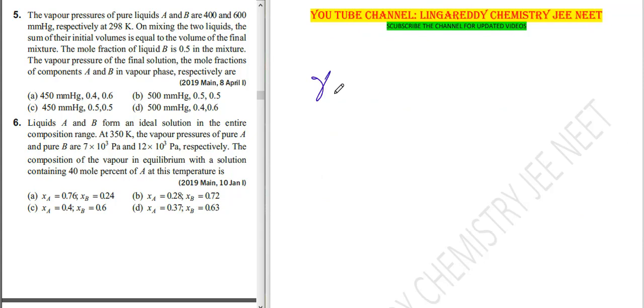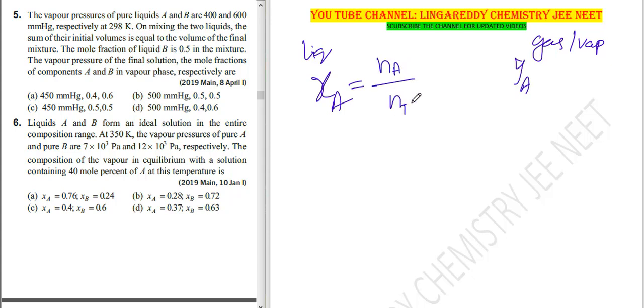See, XA is in the liquid phase, YA is in the gas phase, that means the vapor phase. XA equals, in general, what is the formula? NA by N total, the number of moles of component A upon the number of moles of total substances. In the case of YA, the formula is: we are not taking the number of moles, we are taking pressure, PA upon P total. See, I am explaining the similarity in both. XA and YA represent vapor phase mole fractions.